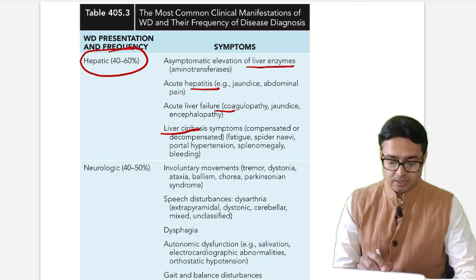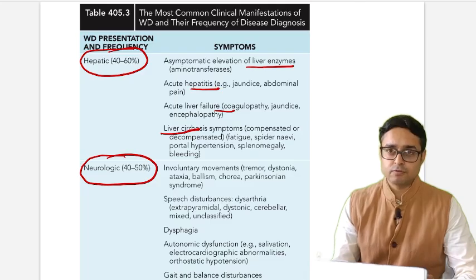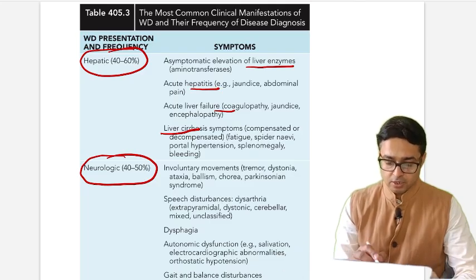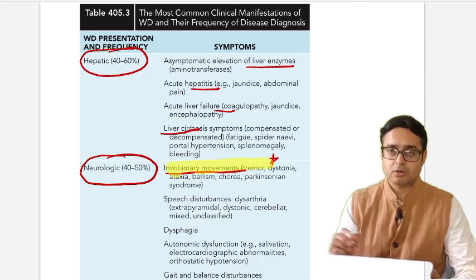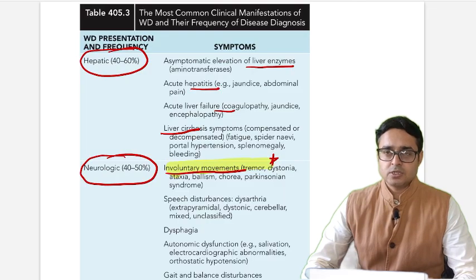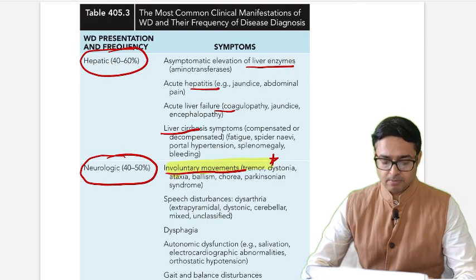Neurological symptoms are not far behind. These are 40 to 50%. Involuntary movements like tremors, ataxia, and chorea. So if a patient presents with involuntary movement in your OPD or clinical practice, just keep the differential diagnosis of Wilson disease in mind.